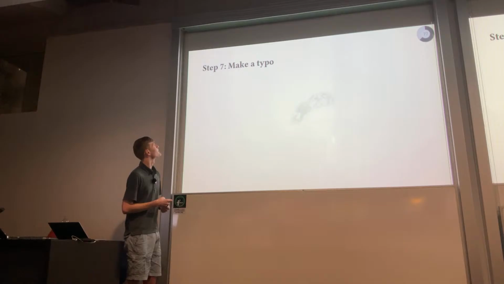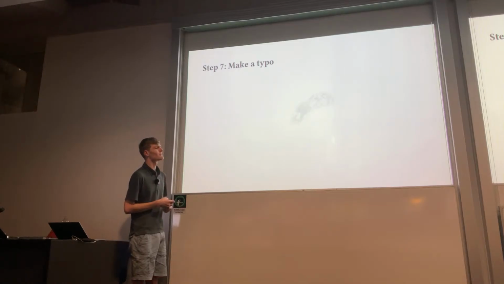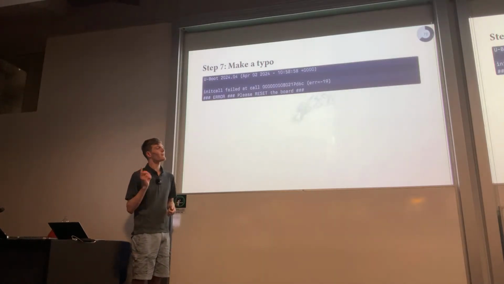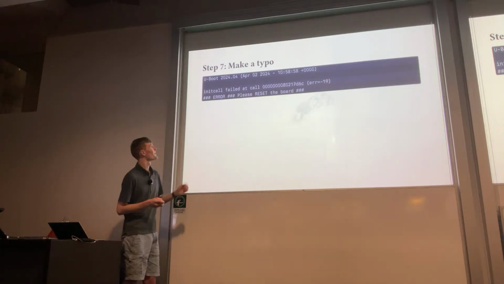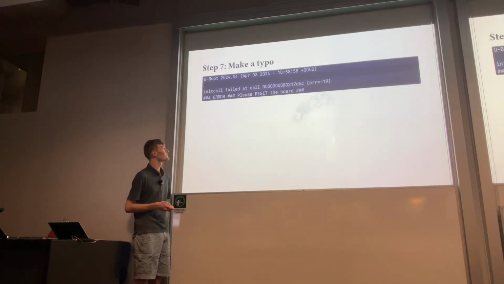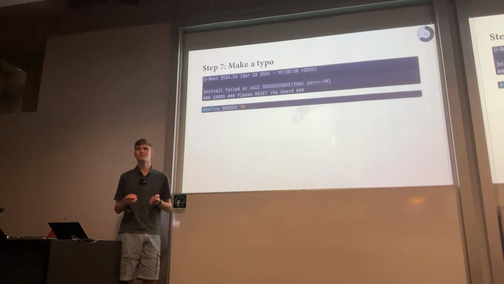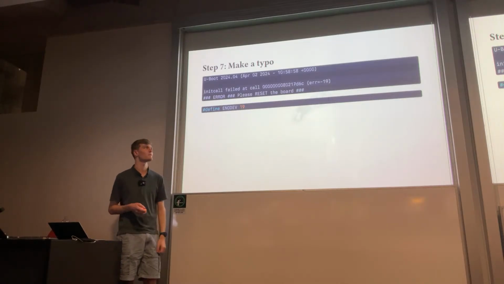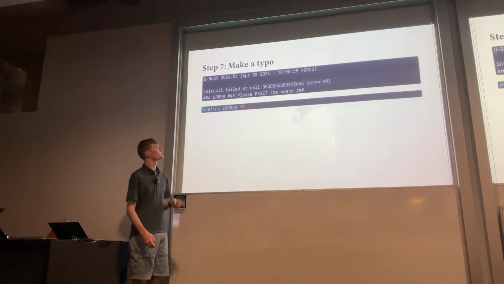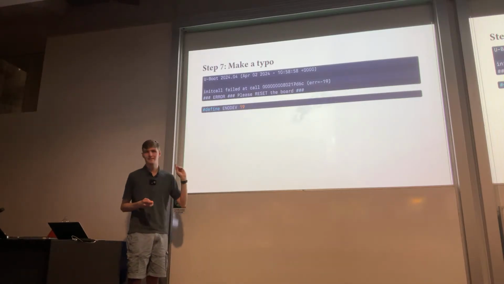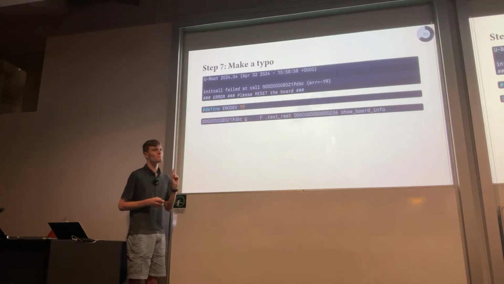So, make a typo. U-Boot is failing to boot. It is giving me an error code of -19. That means ENODEV. It can't find some device at once. Okay. And the program counter is inside a function called show_board_info.